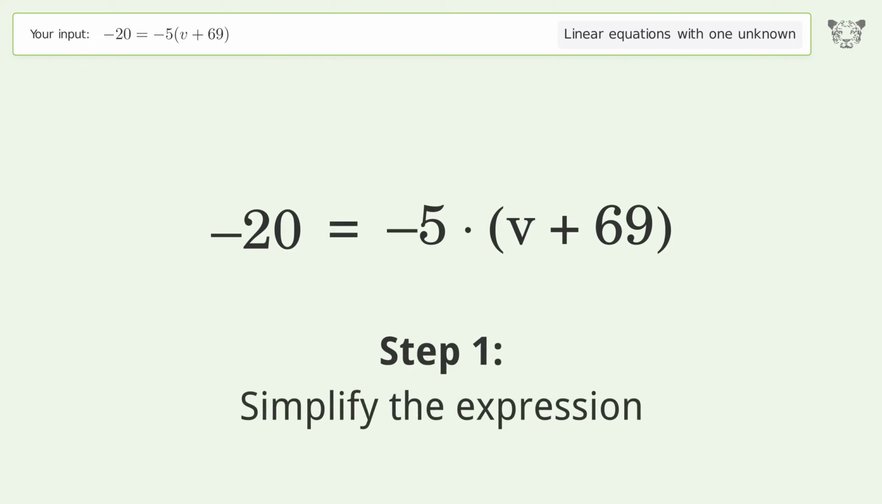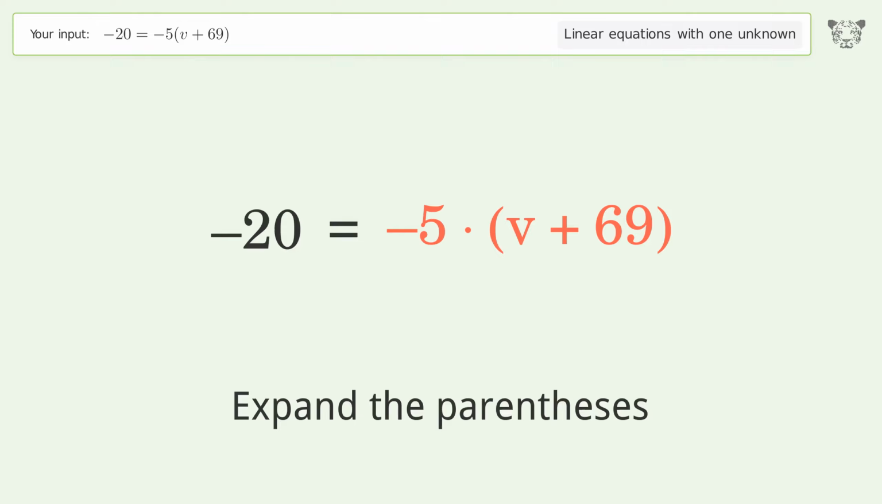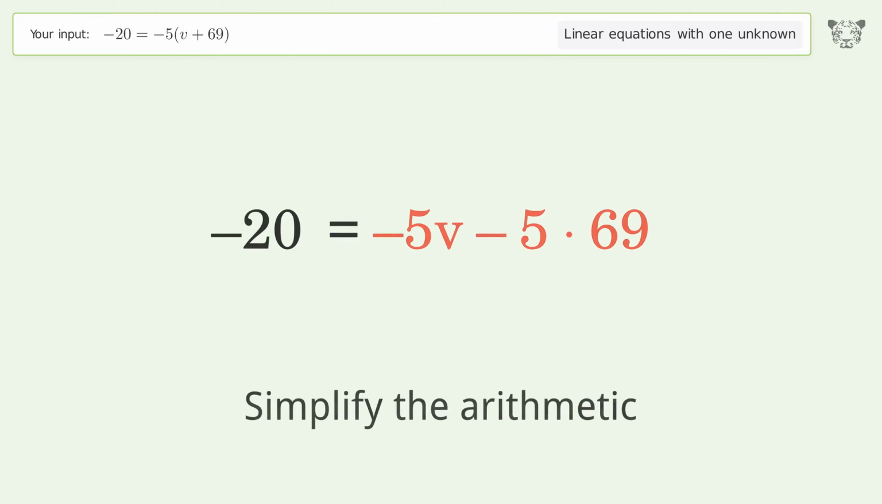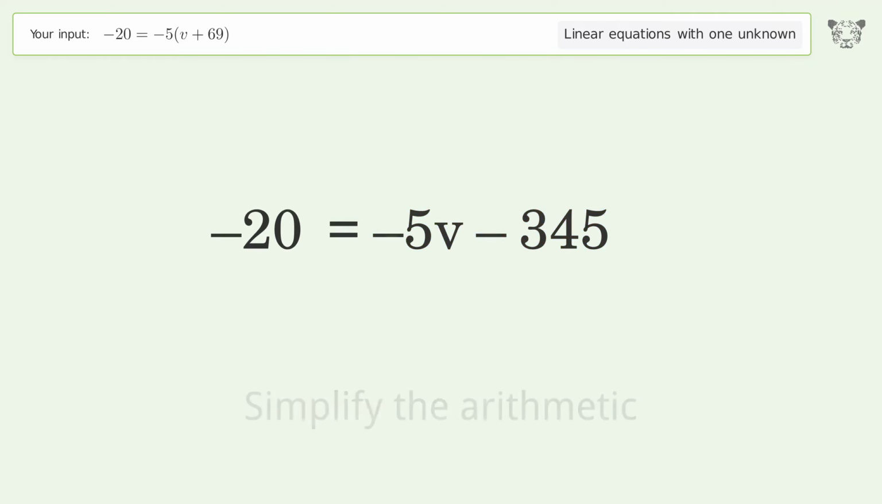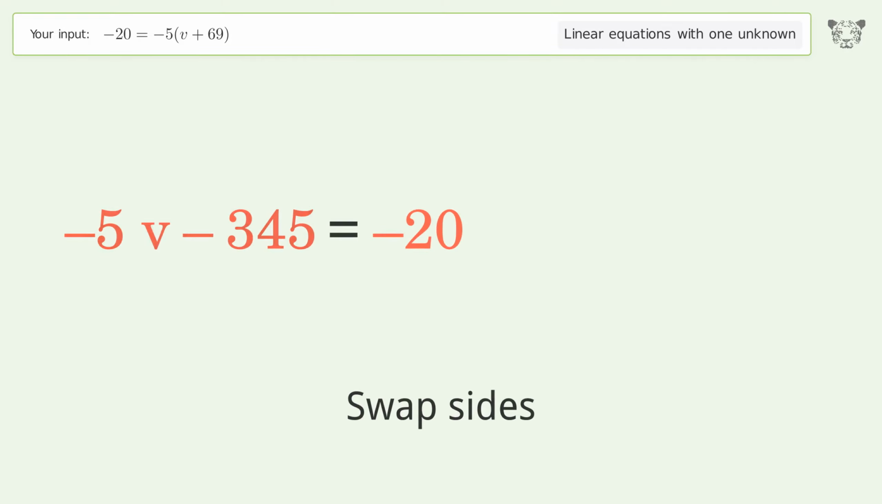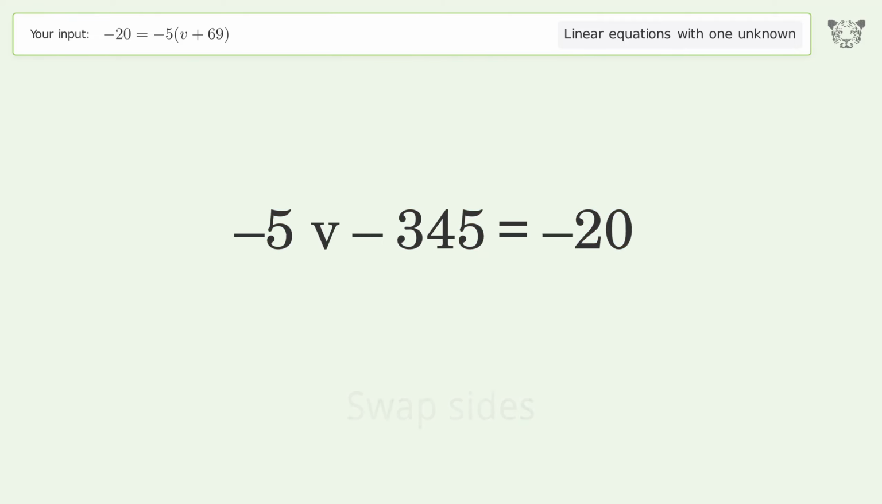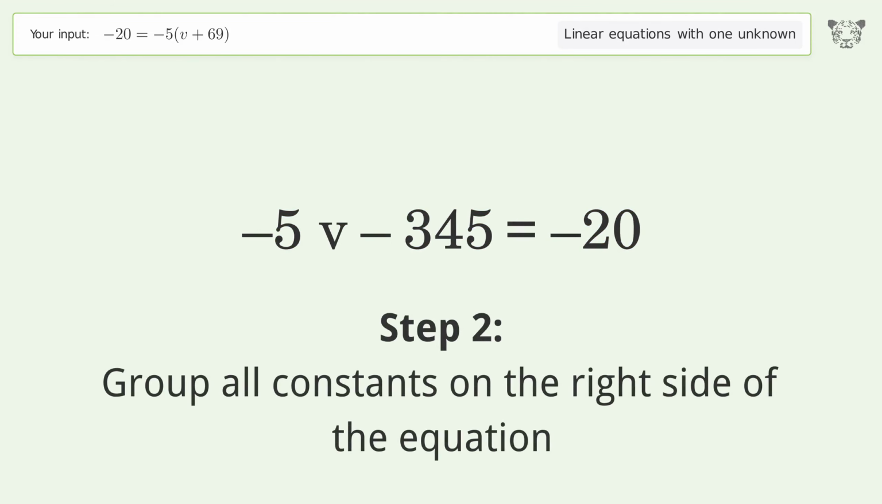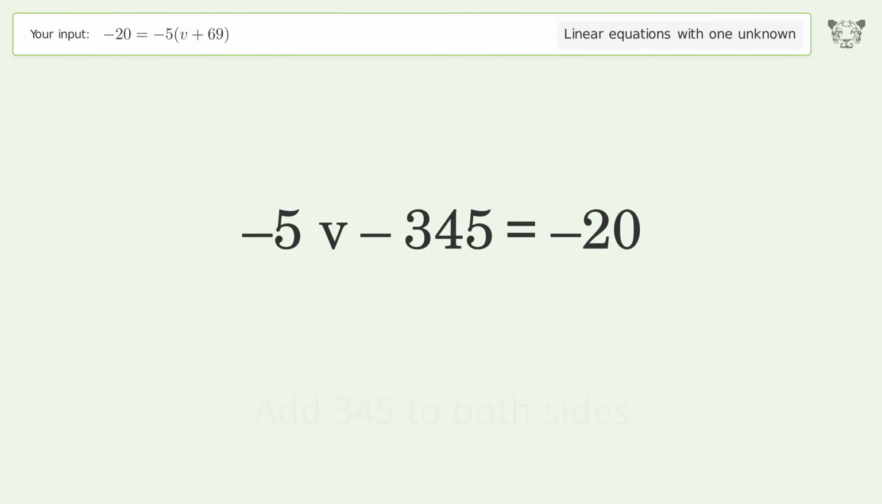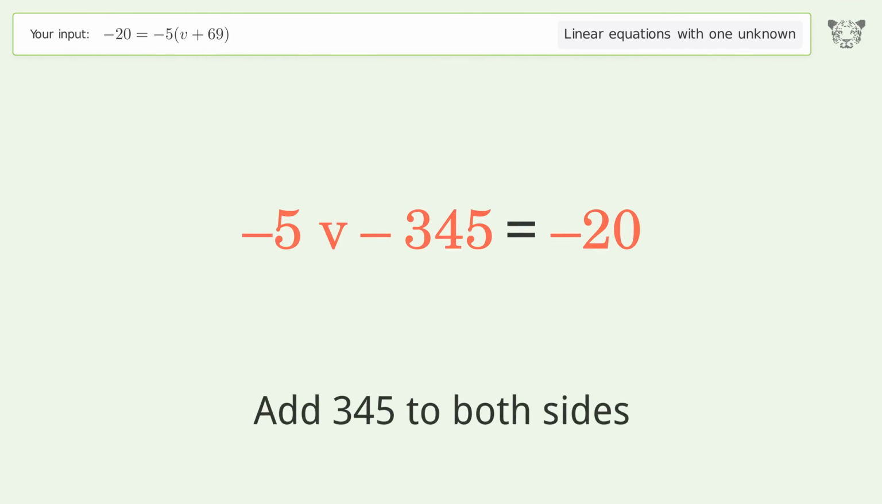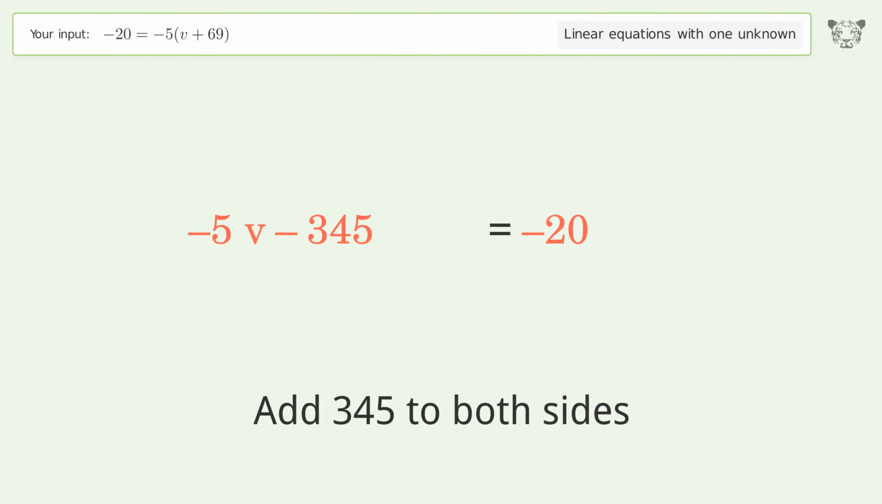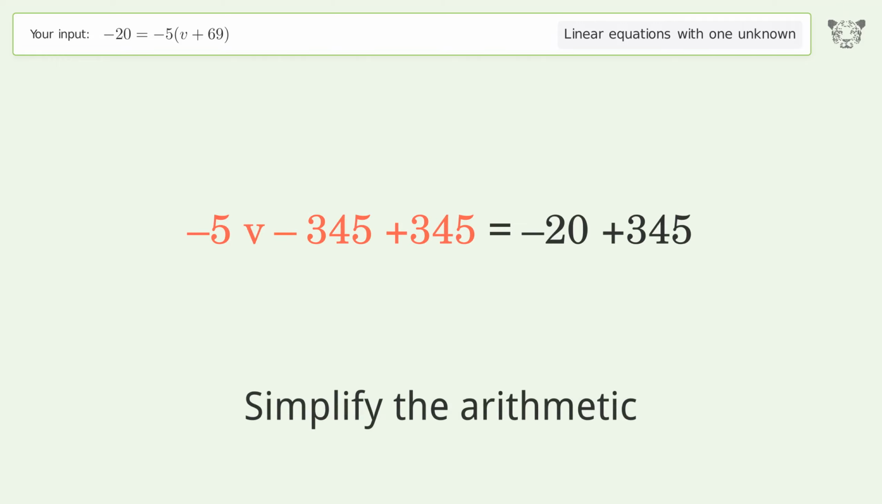Simplify the expression. Expand the parentheses. Simplify the arithmetic. Swap sides. Group all constants on the right side of the equation. Add 345 to both sides. Simplify the arithmetic.